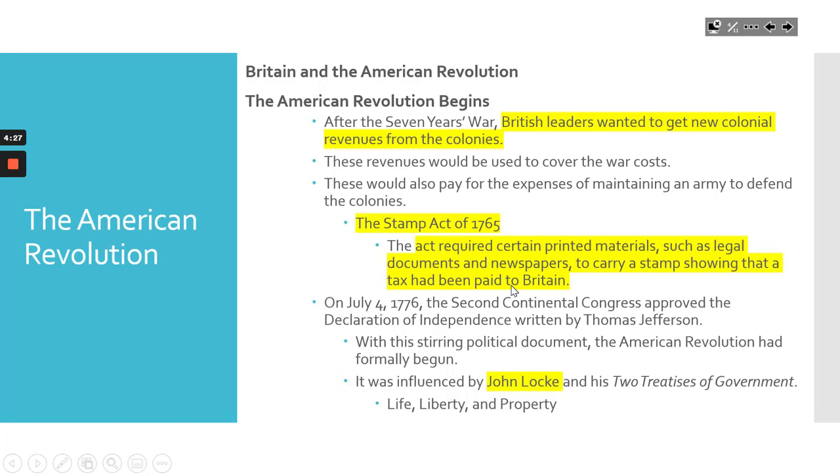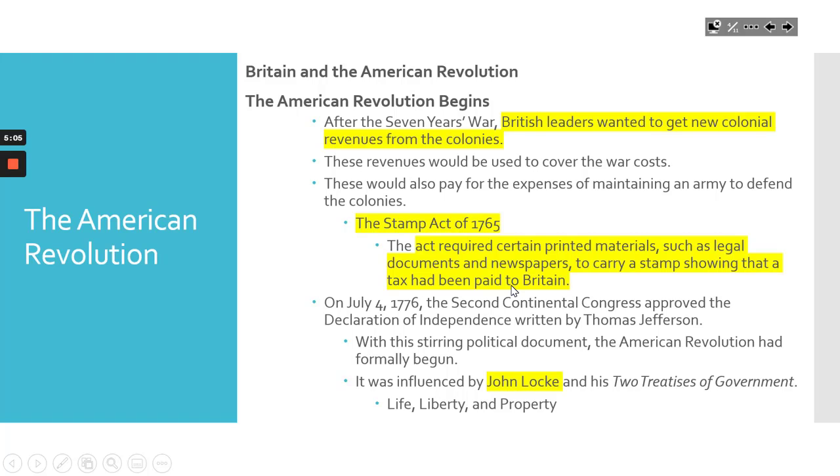So because of that, in 1776, as you see here, the Second Continental Congress sat down and they wrote the Declaration of Independence. Declaration literally means that I am declaring my independence. So in this case, the 13 colonies have officially declared their independence from Britain. Of course, Britain didn't like this, so this is how the American Revolution started.